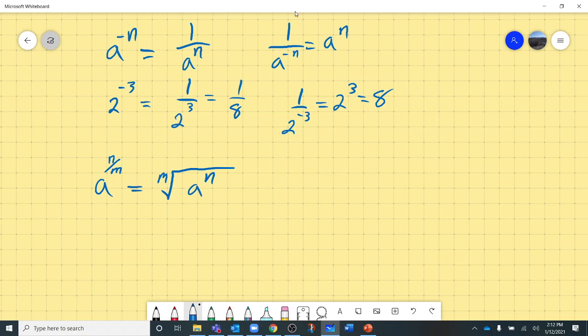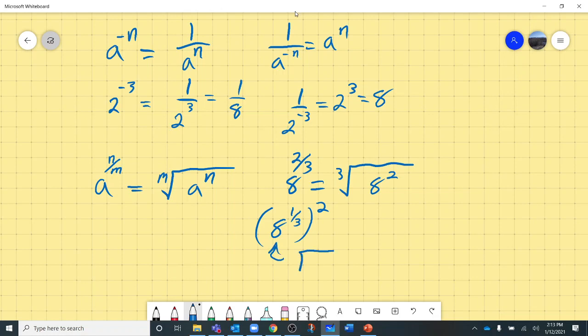If we had 8 raised to the 2/3, it almost doesn't look right. 8 raised to the 2/3 would equal the mth root, which is our denominator, so a cubed root of 8 squared. Okay, cubed root of 8 squared. Well, we could use our properties of exponents and kind of break this down. We know that 8 to the 2/3 is the same thing as 8 to the 1/3 squared, right? Because if we multiply 2 times 1/3, we get 2/3. So these are equal. If we take the cubed root of 8, because this is the cubed root of 8, we get 2. And so now we have 2 to the second power, which is equal to 4.